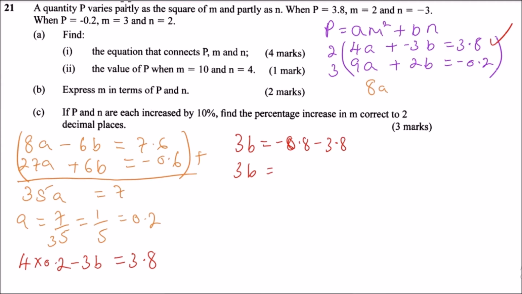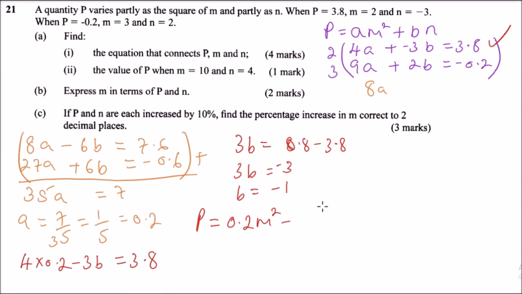So this is not minus but a plus here, because we are multiplying 4 times minus 2. So this will give us 3b equal to minus 3. You divide both sides by 3, you get b is equal to minus 1, implying that the equation that connects p, m, and n is p is equal to 0.2 m squared minus n. So that is a formula connecting p, m, and n.